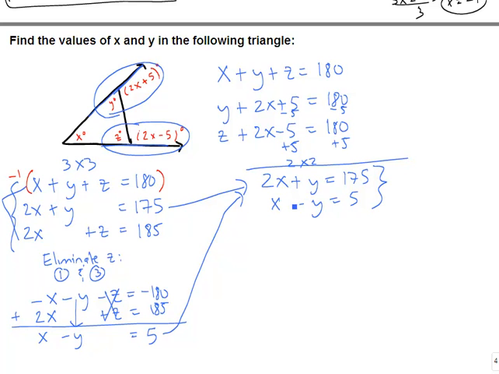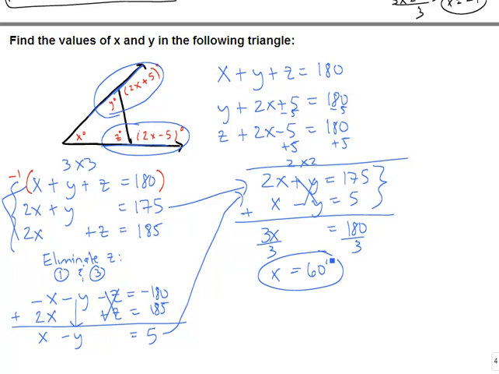They both have x's and y's. And notice the y's are already opposites. So all I have to do is add down, and the y's will cancel out. 2x plus x is 3x. 175 plus 5 is 180. And if I divide by 3, x equals 60. And this is an angle x, so this would be 60 degrees. So we now know what x is.